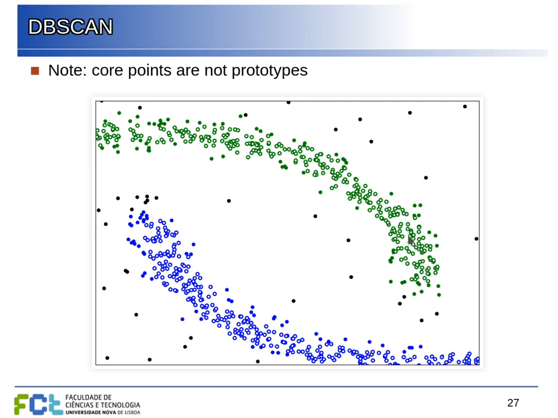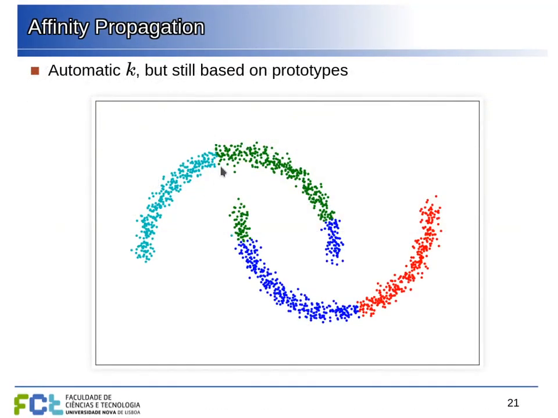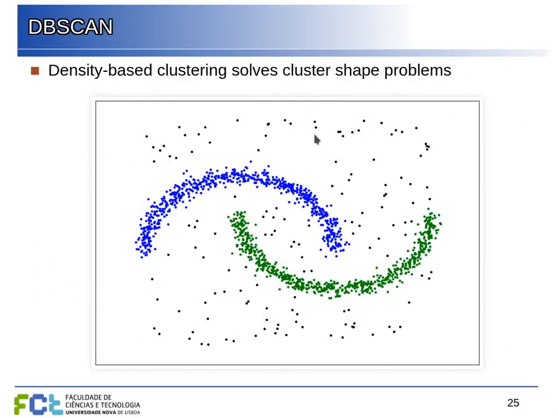But note that even though this set of core points is giving the shape and defining the cluster, there is no individual core point that is a prototype for the cluster. So this avoids the kind of problem that we had, for example, with k-means or affinity propagation, where we can have these strange clusters with some discontinuities. Here, with DBSCAN, this doesn't happen.